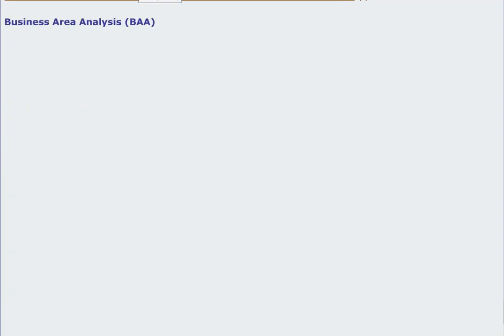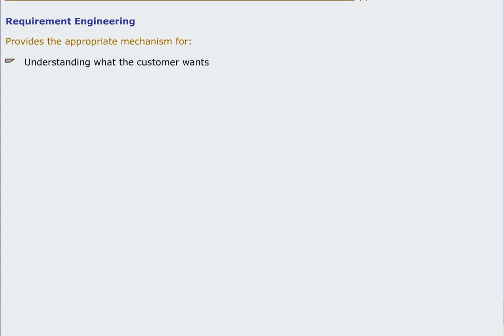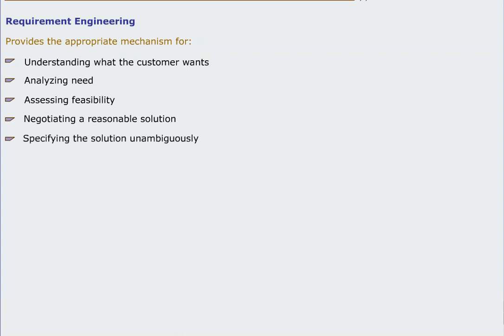Here we describe business area requirements engineering. The outcome of the system engineering process is the specification of a computer-based system or product at the different levels described generically in the figures shown. Requirements engineering provides the appropriate mechanism for understanding what the customer wants, analyzing need, assessing feasibility, negotiating a reasonable solution, specifying the solution unambiguously, validating the specification, and managing the requirements as they are transformed into an operational system.